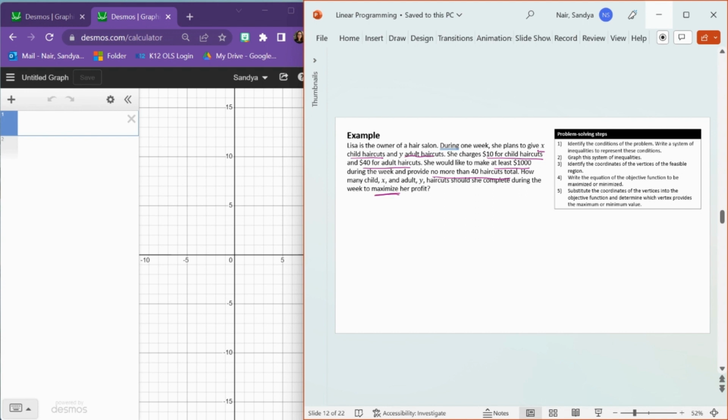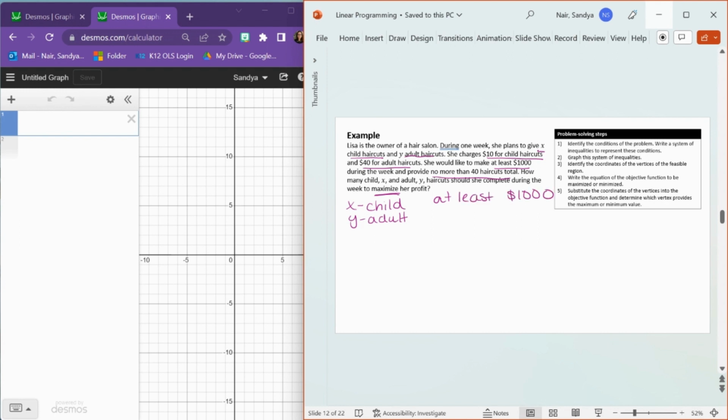Okay, so a lot going on in this problem. I start off with our variables. So we have X child and Y adult. Okay, so I saw some of those important inequality phrases in this problem. So she wants to make at least $1,000.